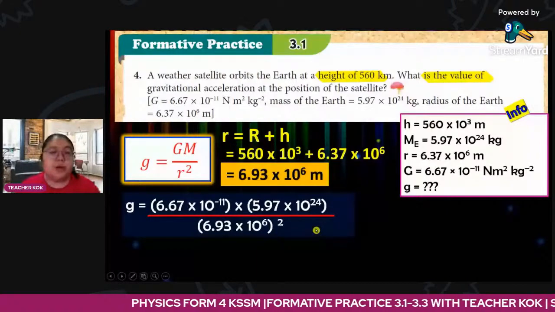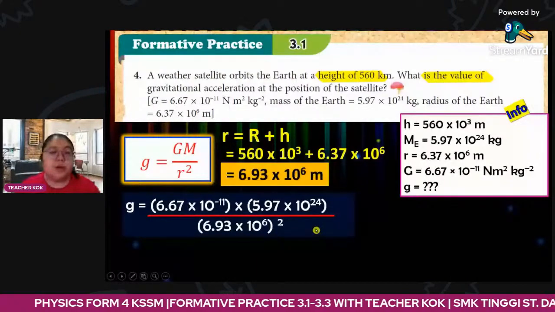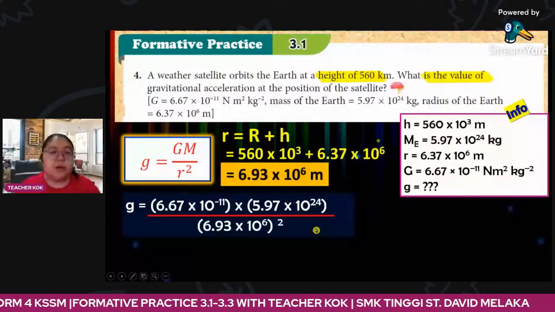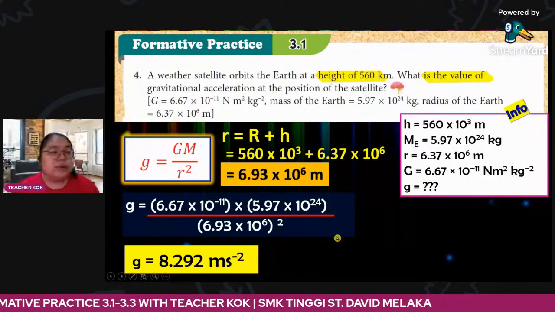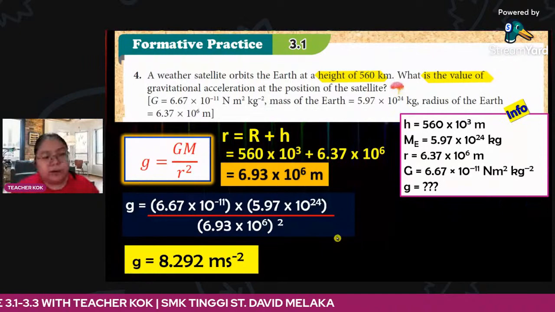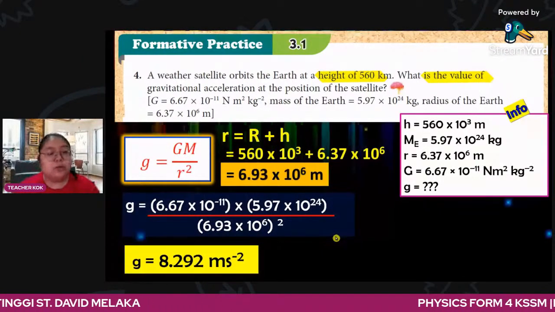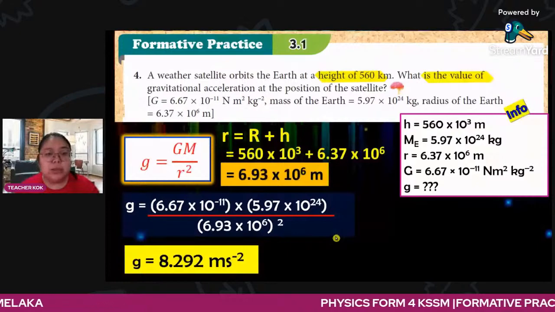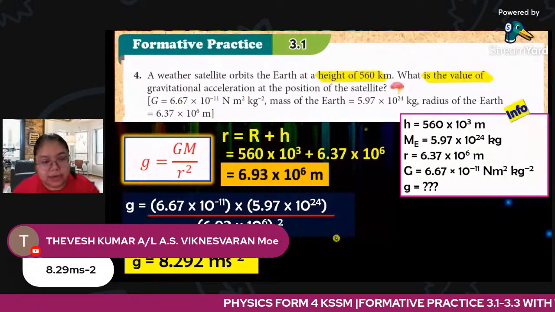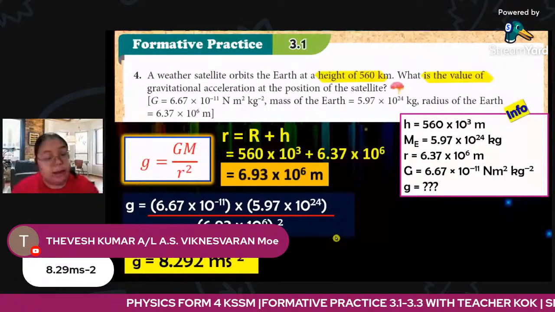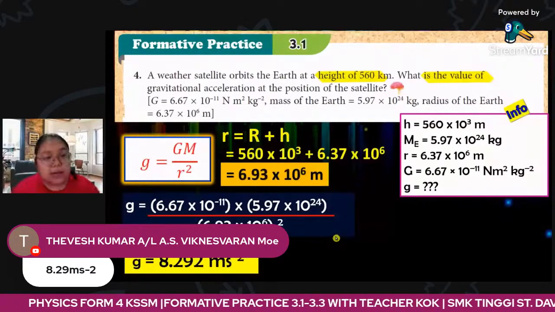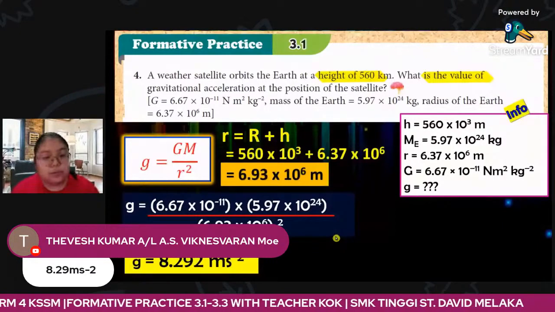For the gravitational acceleration, how many? Yeah, that's correct, your answer is correct. g equal 8.292. Don't forget the unit for the gravitational acceleration, that is m s negative 2. So the answer should be correct, exactly 8.29.